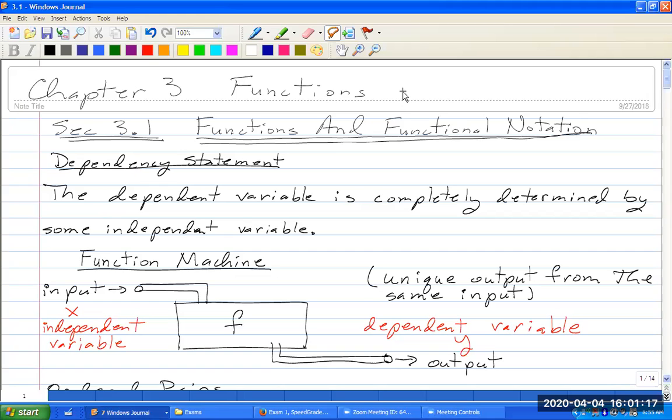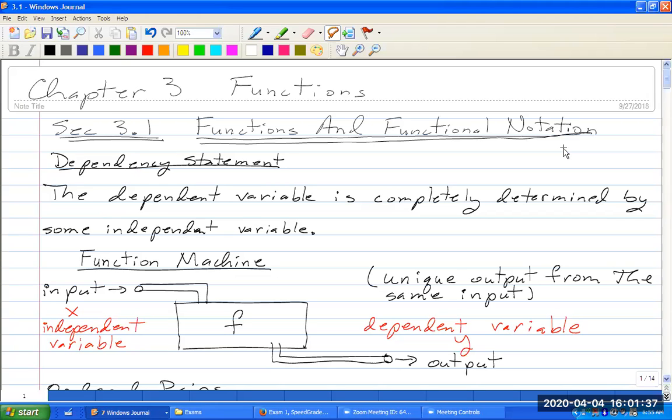So chapter 3 is on functions. Section 3.1 is on functions and functional notation. So first, I'll give you several different concepts to describe what it means to be a function.